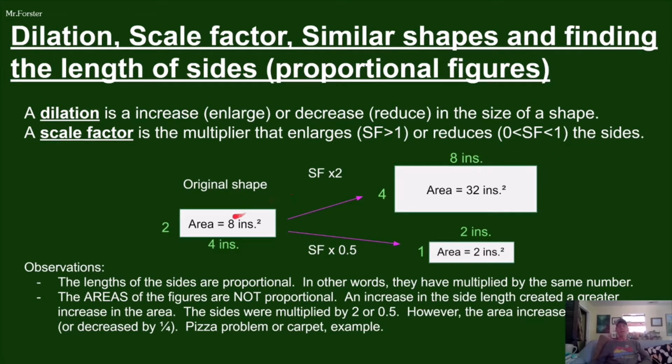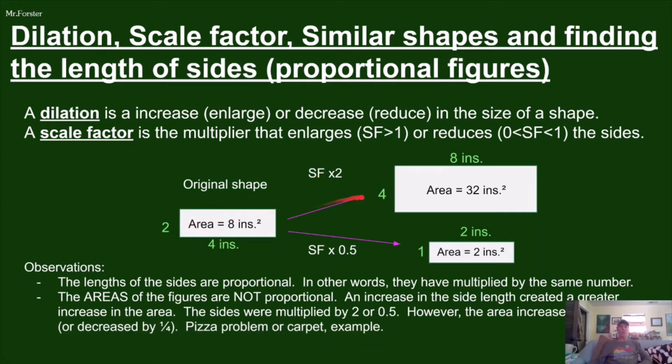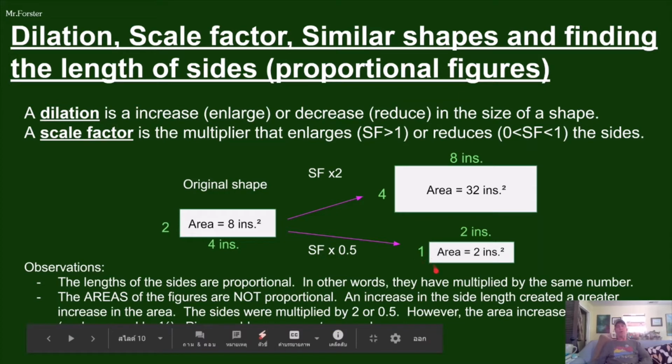And so here's our original shape. If we multiply this side by a scale factor of 2, it becomes 4. And this side times a scale factor of 2 becomes 8. So we see that these sides got twice as big. And here, if we take the original shape and multiply it by a scale factor of 0.5, the width here is 1/2 of 2, and the length is 1/2 of 4. So these sides are proportional, and these shapes are what we call similar. They're the same shape, but different sizes. I'll go over that vocabulary later.